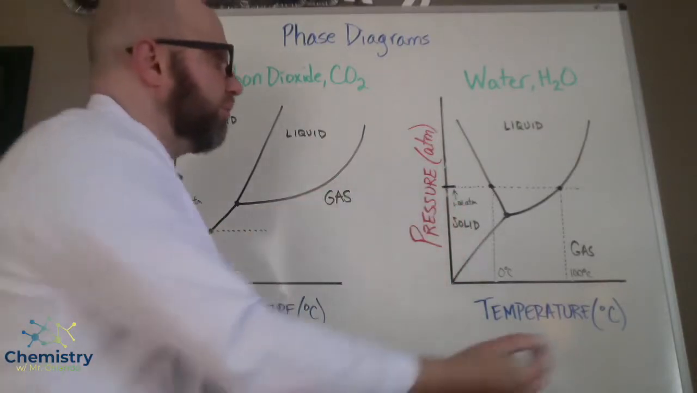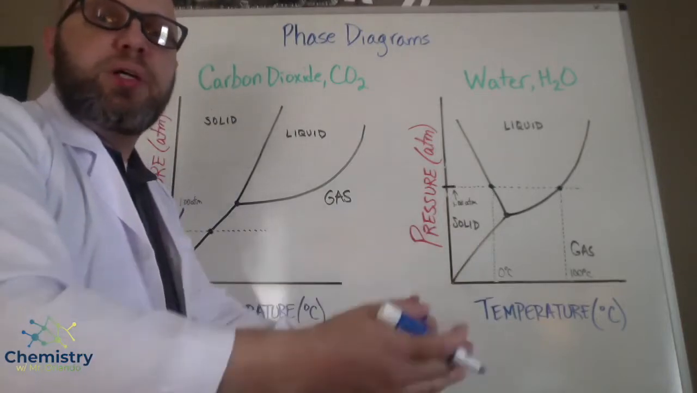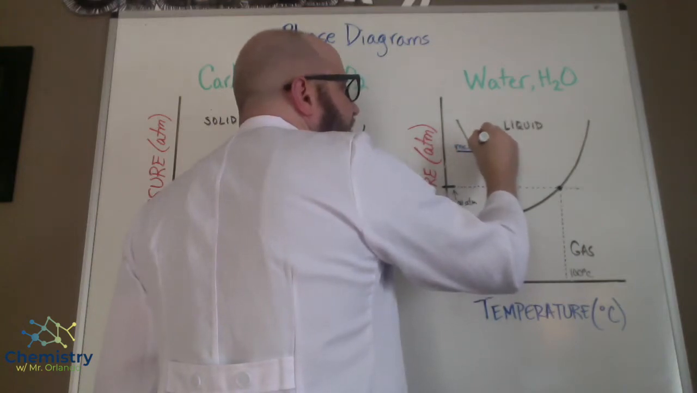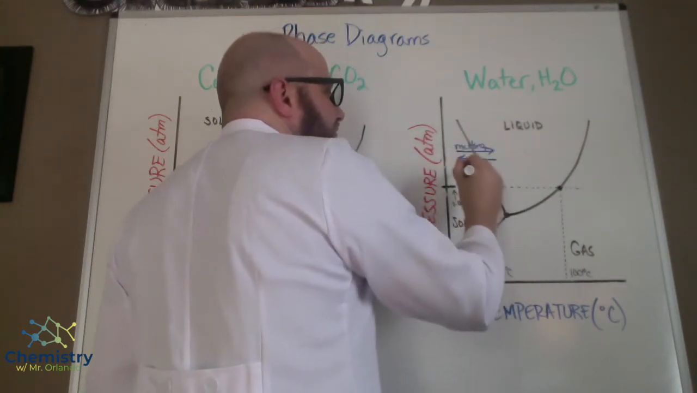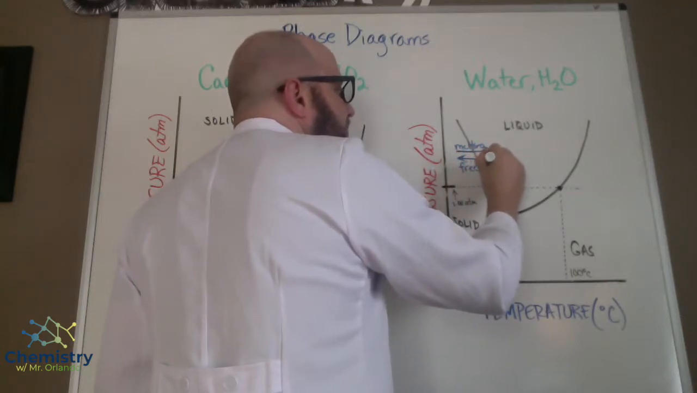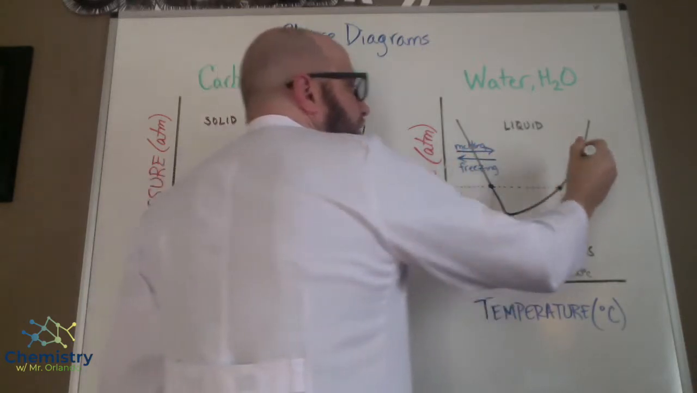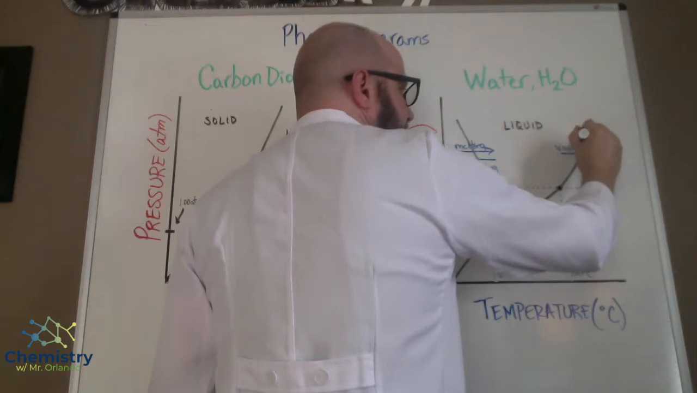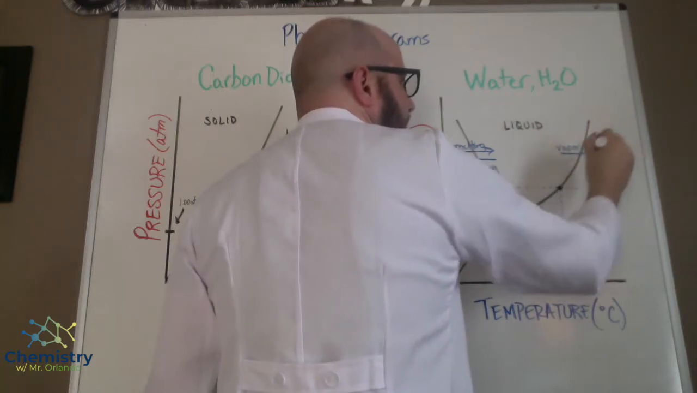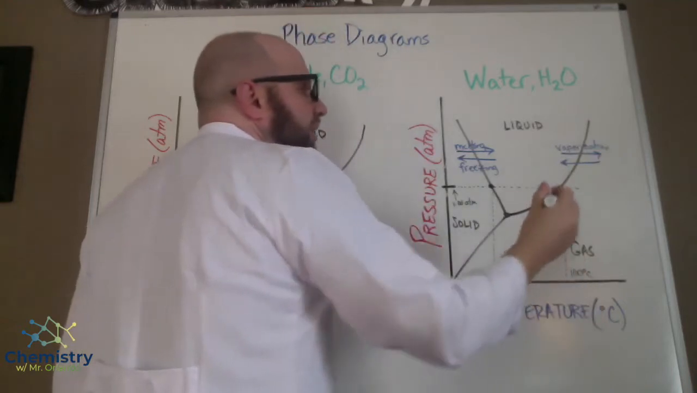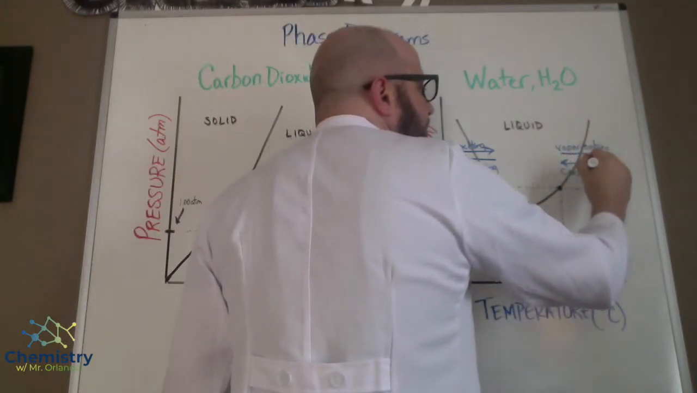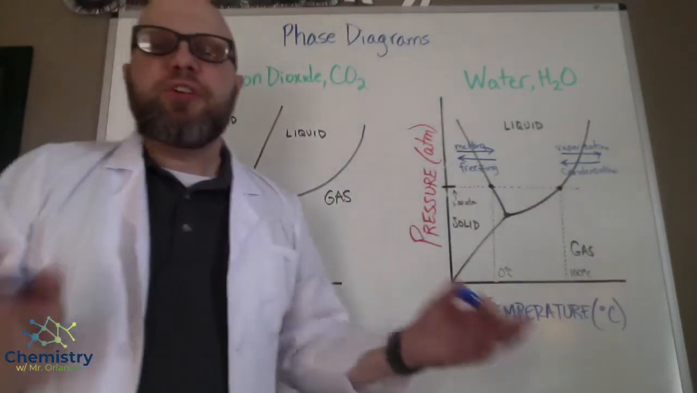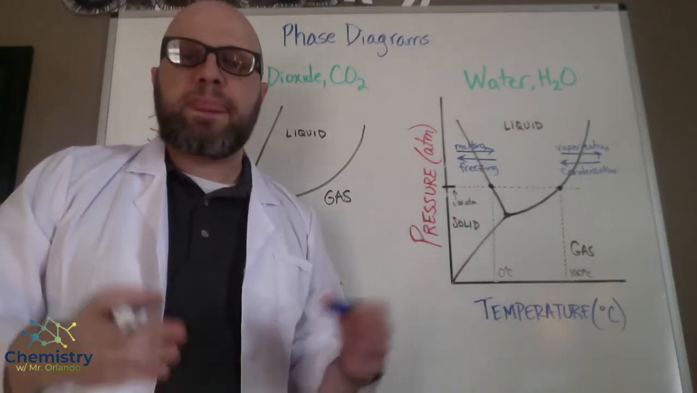So the first term is called, going from solid into a liquid, it's called melting. And the opposite of melting, which would be going this direction, is called freezing. And going from liquid to a gas is called vaporization. Going from a gas back to a liquid is called condensation. Most likely you've heard of those terms before, and this is nothing new.